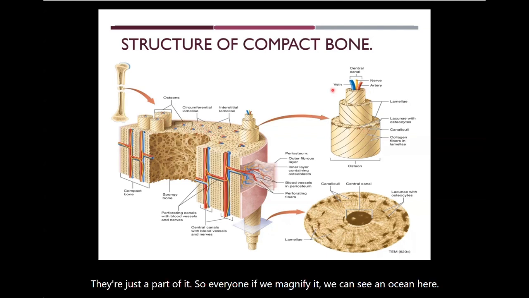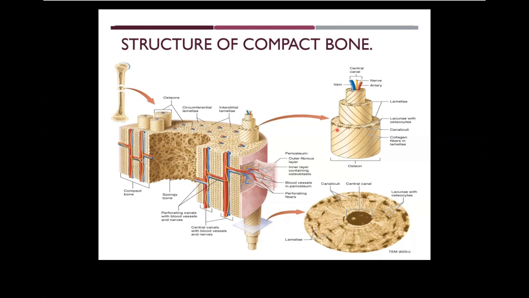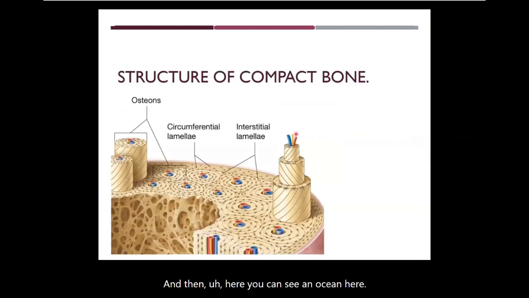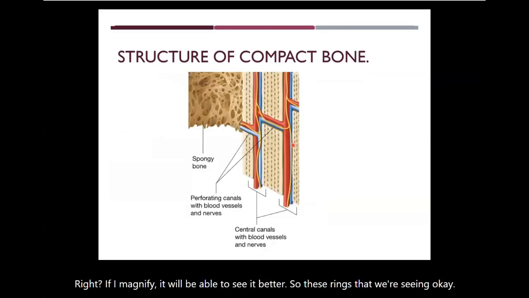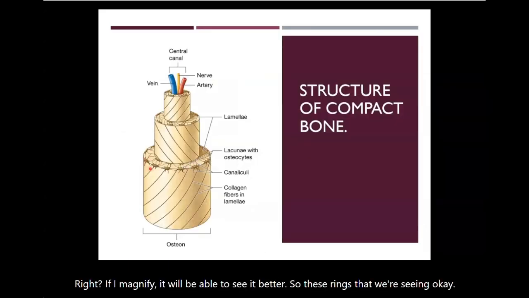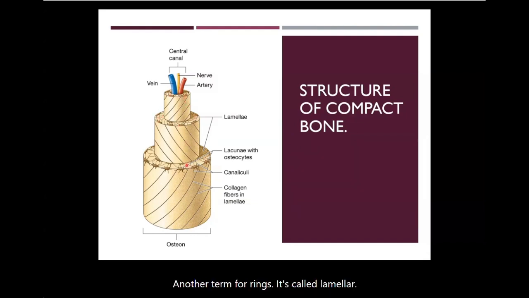So everyone, if we magnify it, we can see an osteon here. And then here you can see an osteon here. And do you see an osteon is made up of rings, like one ring, two rings, three rings, right? If I magnify it, we'll be able to see it better. So these rings that we're seeing, another term for rings is lamella. What are they? Lamella, okay?